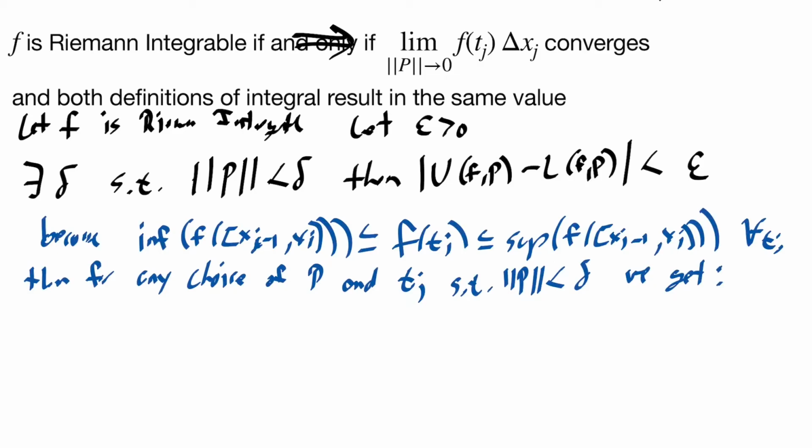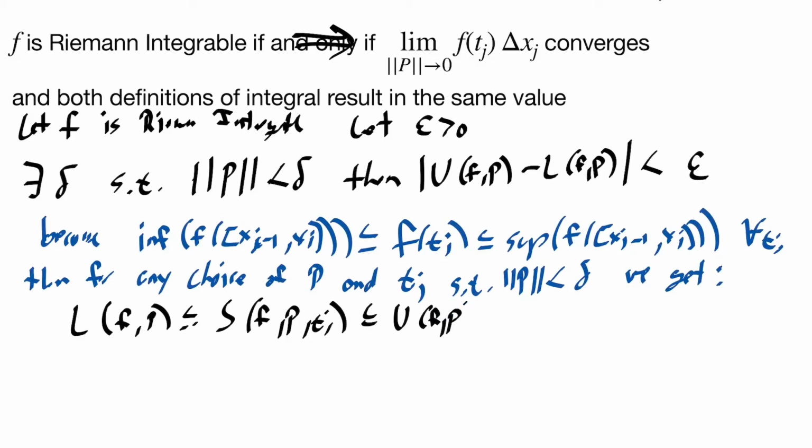So because those tj's have to be between the sup and the inf, we can choose any P as far as its norm is less than delta, and then any choices of tj's, and we must have that L is less than or equal to S is less than or equal to U. And then you can already see right now that if it converges, then that L and that U are converging to whatever that value is.